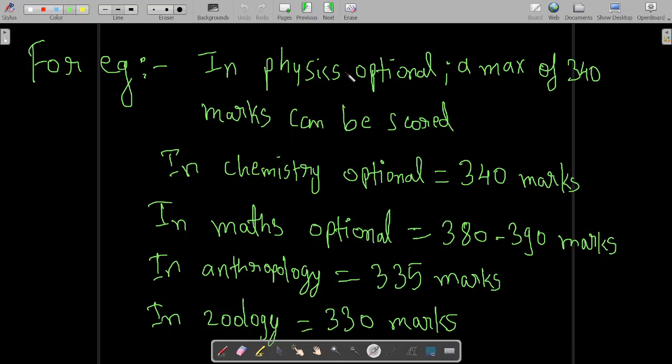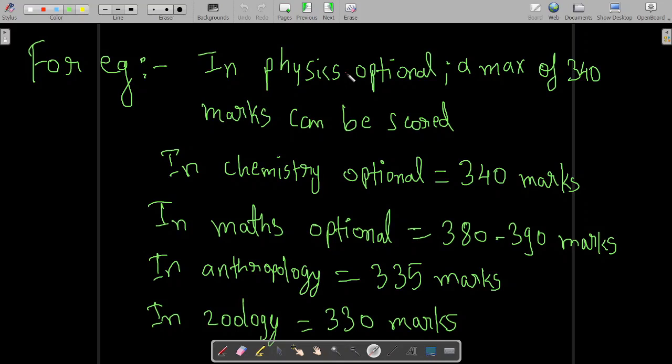In history optional, the questions prior to 2014, questions before 2013, are not at all important. Why? Because in history optional, history gets updated every year. As history is updated every year, the questions will change.